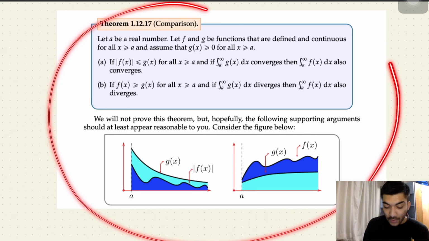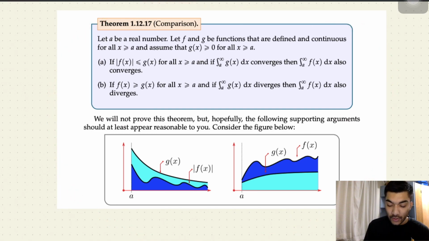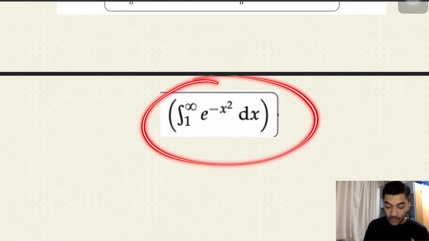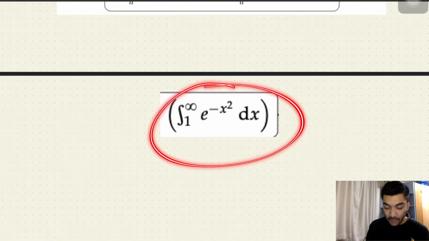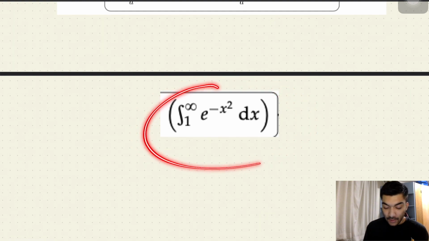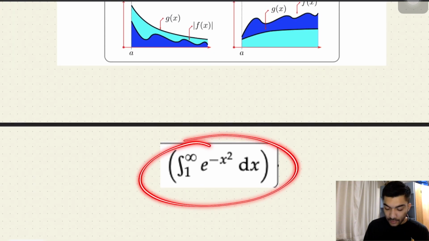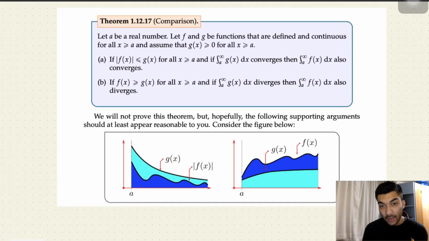So in this video, we'll cover all the concepts that we use in order to check whether a definite integral converges or diverges based on the comparison test. And in the next video, we'll actually use this comparison test to evaluate this very famous definite integral over here. We'll just check with this comparison test whether this definite integral converges or diverges.